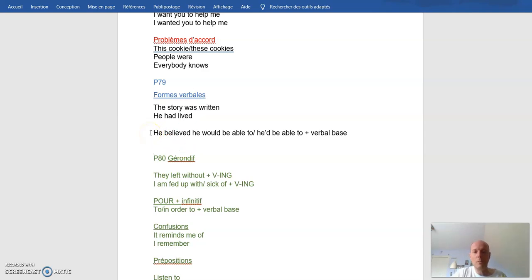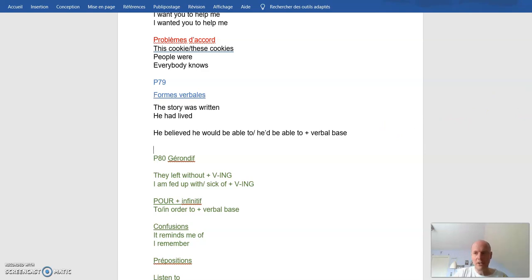Nice example afterwards on page 79. He believed he would be able to, or he'd be able to. So you choose whether you want to use he would or he'd be able to. That doesn't matter. Just remember, and this is perhaps something you need to write down in your books, that you put the verbal base after. So, for example, he believed he would be able to help. Okay, remember that verbal base. This is something you need to write down in your books, I would imagine.